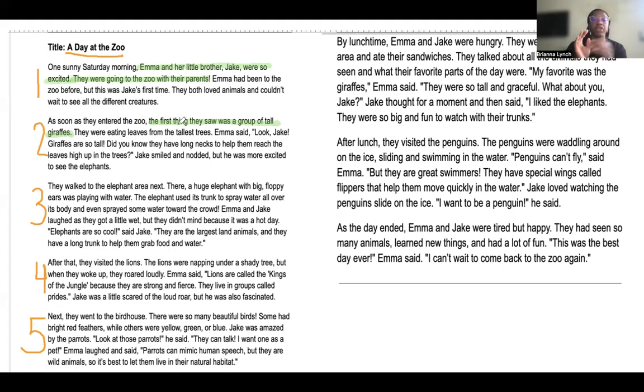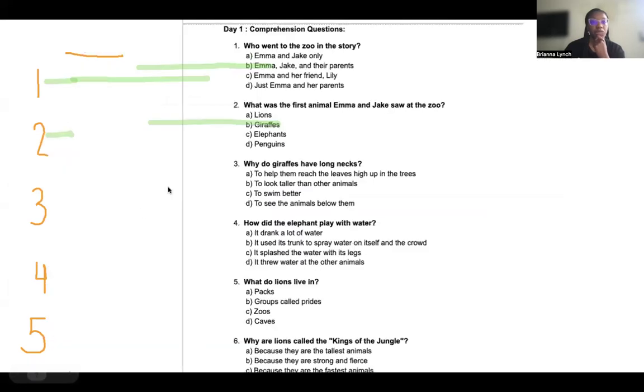So we see that the first animal they saw were a group of giraffes. We can stop right there. We don't need to read any further. That's our answer. That's what we highlighted. So now it's time for us to go back to the story. And now what do we need to do? We need to slash that trash.